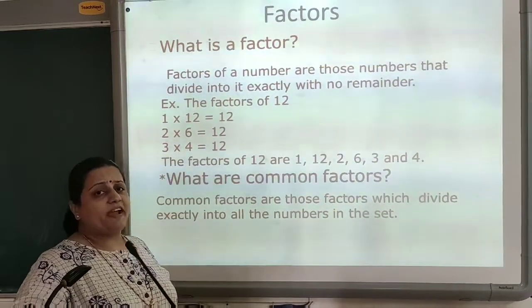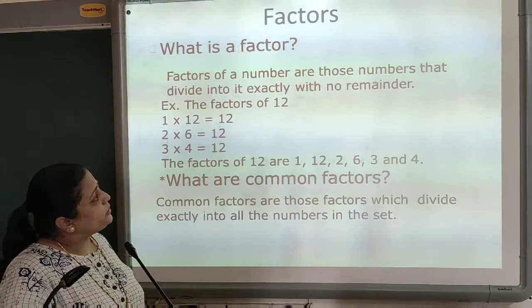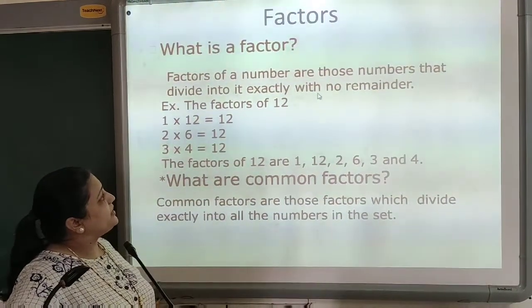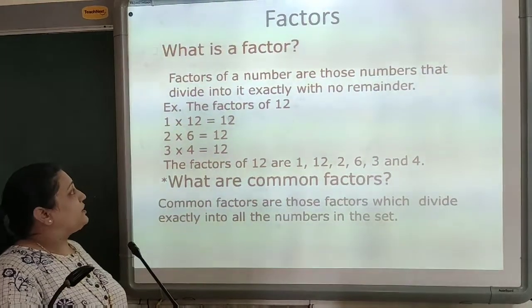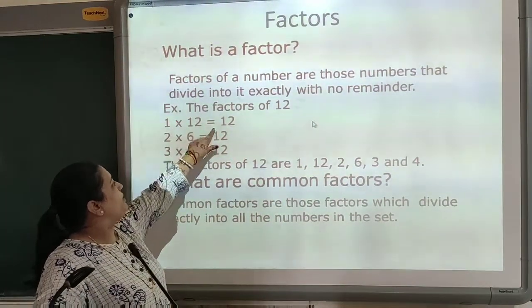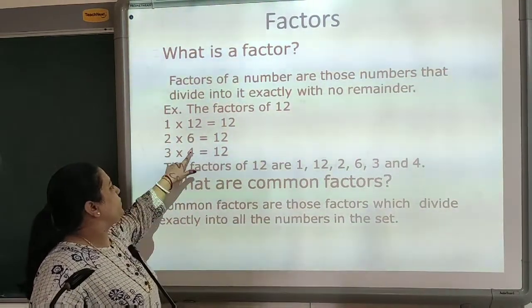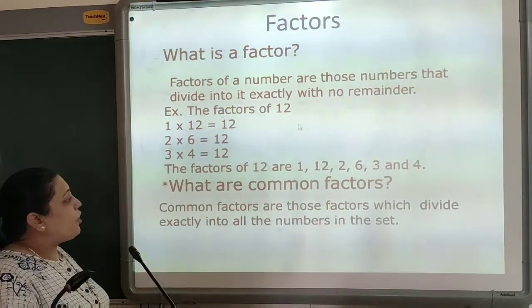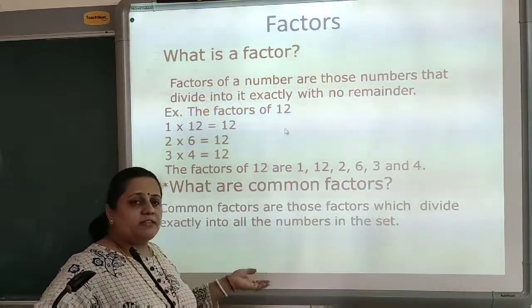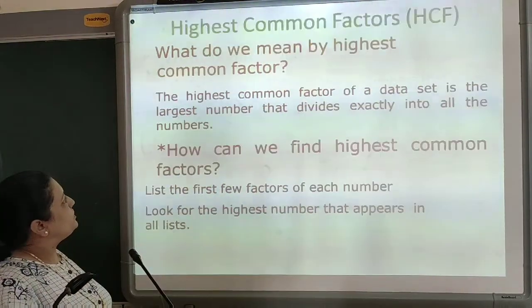Already you know what is meant by factor. Just revise: factors of a number are those numbers that divide into it exactly with no remainder. Now see, what are the factors of 12? 12 ones are 12, 2 sixes are 12, and 3 fours are 12. So 1, 2, 3, 4, 6, 12 are the six factors of 12. Now what are common factors? Common means the same, those which are the same. The same we are going to see here.